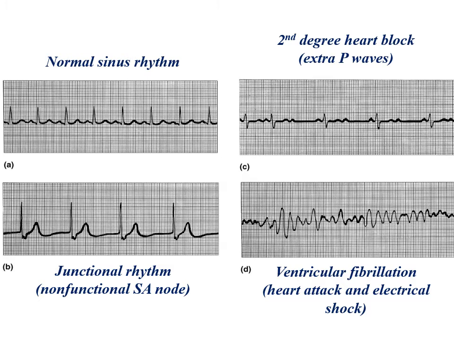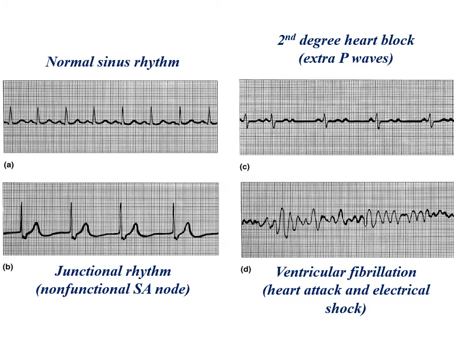B, abnormal, junctional rhythm. Note the lack of P waves from a non-functional SA node. C, second-degree heart block. Note the extra P waves and way too long P to R interval as the AV node and bundle of His malfunction.